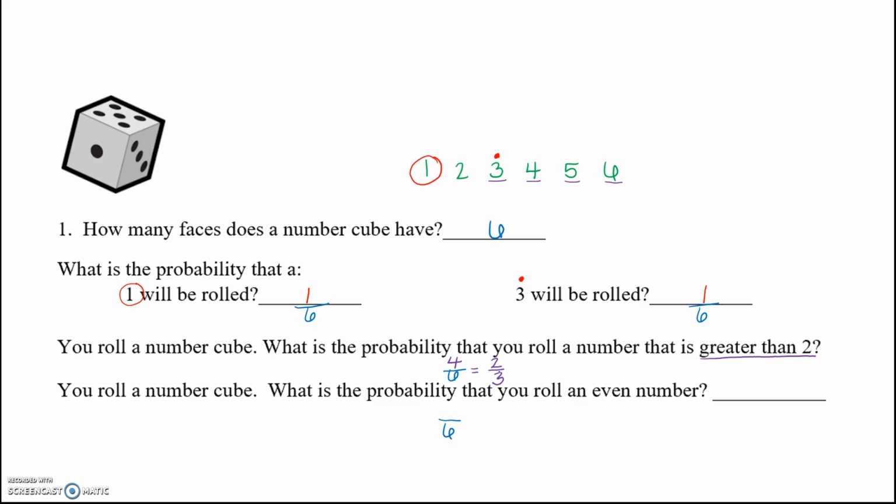And then it says, what is the probability you roll an even number with a number cube? Okay, so even number. Even is everybody has a partner. So 2, 4, 6. So there are 3 even numbers out of 6. So 3 out of 6 is the same as 1/2. Okay.